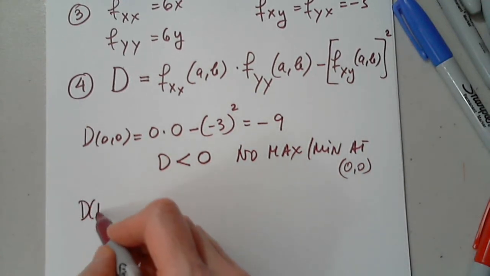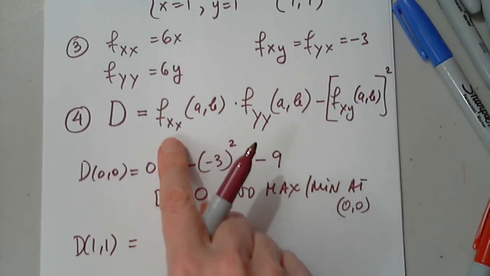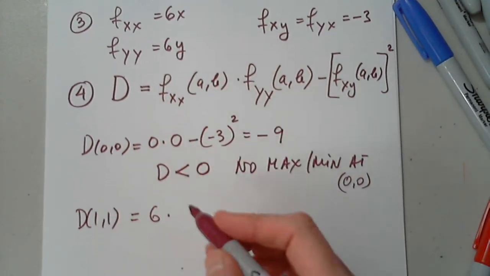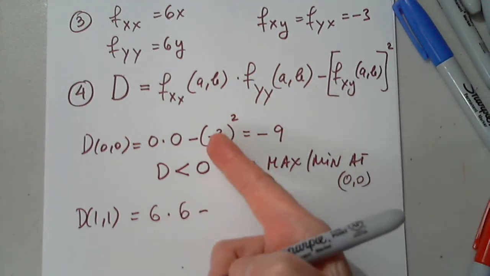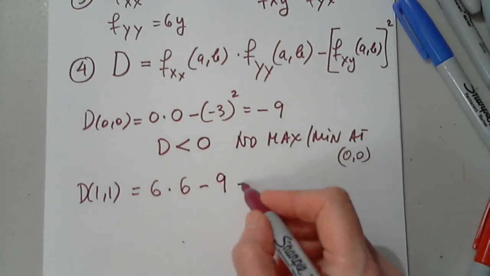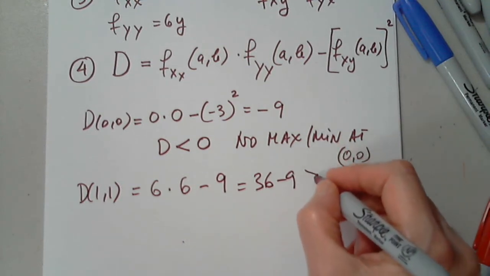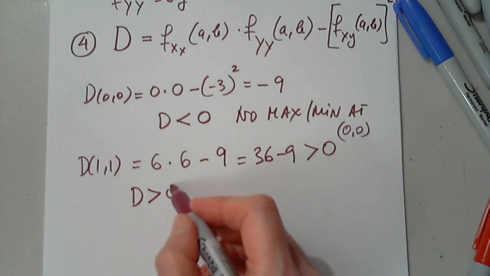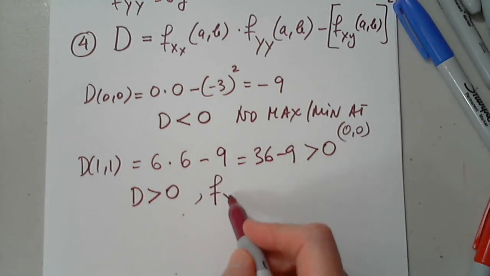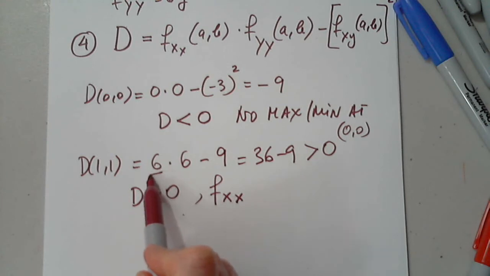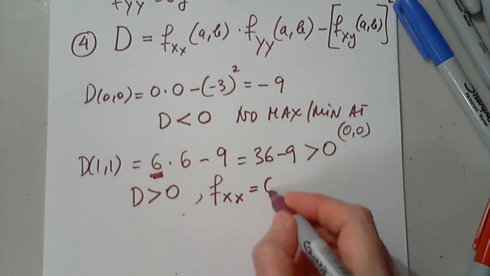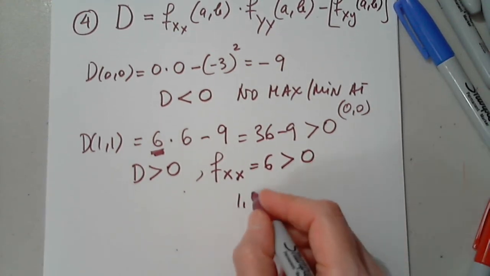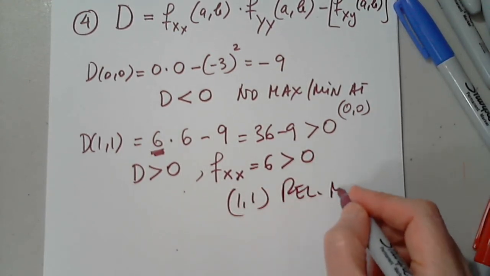Now for D at (1, 1), fxx at (1, 1) is 6. fyy at (1, 1) is also 6. This cannot change, so this is still 9. 36 minus 9 is a positive number. Every time D is a positive number, we look at fxx. This is fxx. fxx is 6, which is also a positive number. Therefore, (1, 1) is a relative min.